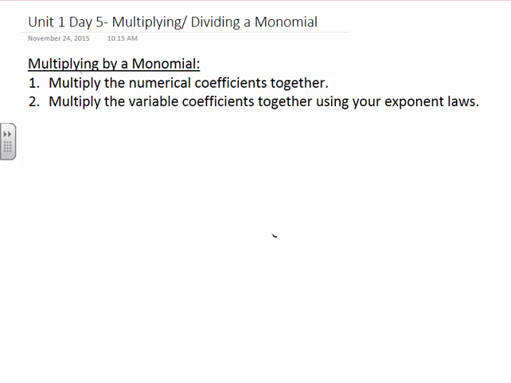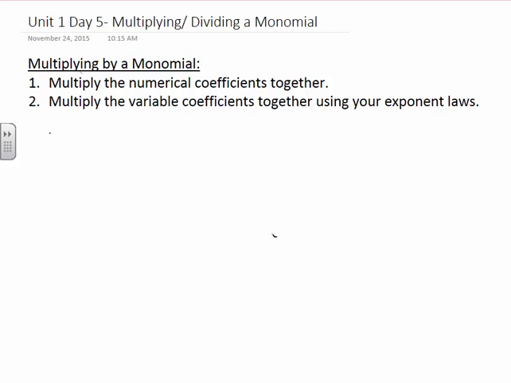Today we are learning how to multiply by a monomial. So there's a couple steps that will help you through every multiplication problem using monomials. First, you multiply the numerical coefficients together, and second, you multiply the variable coefficients together using your exponent laws. To help you understand this better, let's work through an example.